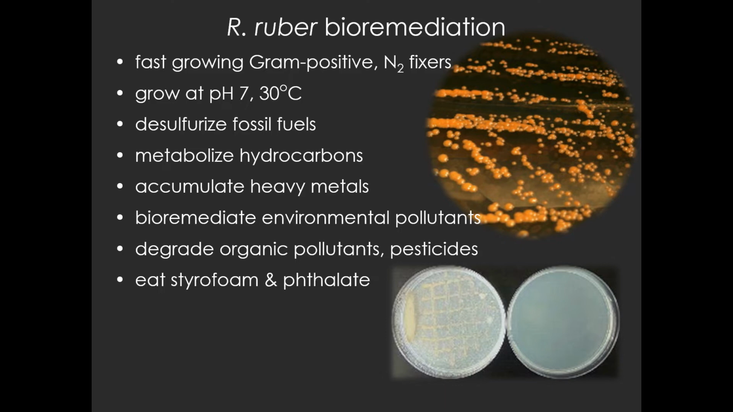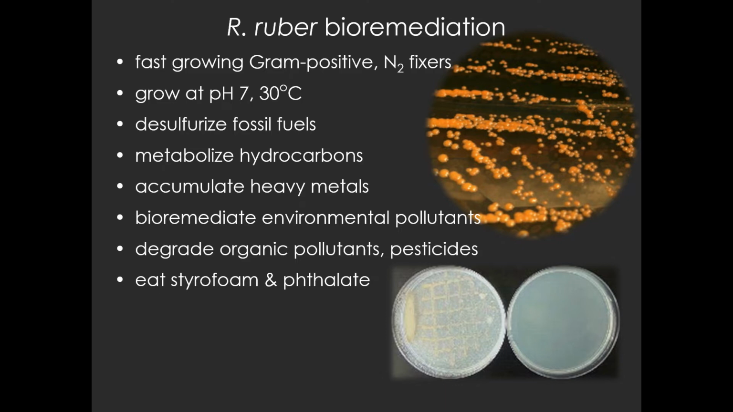And the reason these beautiful reddish orange microbes are so good at this bioremediation is because they are very fast growing. They grow at a neutral pH and they grow at a relatively easy temperature to maintain. So they are neutrophiles, they are mesophiles, and they are fast growing. They also can fix nitrogen, which is kind of fun. They are involved in the desulfurizing of fossil fuels. They are capable of metabolizing hydrocarbons like crude oil and other fossil fuels and using those as an energy source. So they're good for cleanups of crude oil spills.